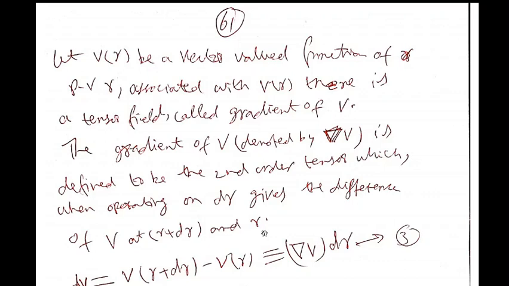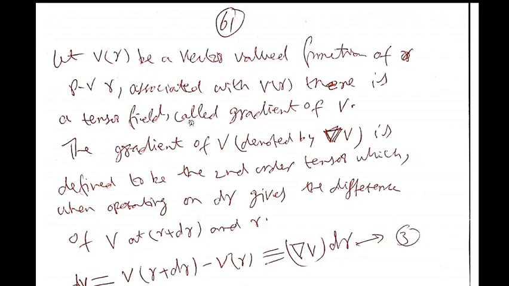Suppose we have vector field v as a function of position vector r. Exactly in the same way as we were saying in the scalar field, that phi of r is a scalar valued function of position vector r, and where we have said associated with that scalar we have a vector field, here we will say associated with this vector field v of r we have a tensor field.